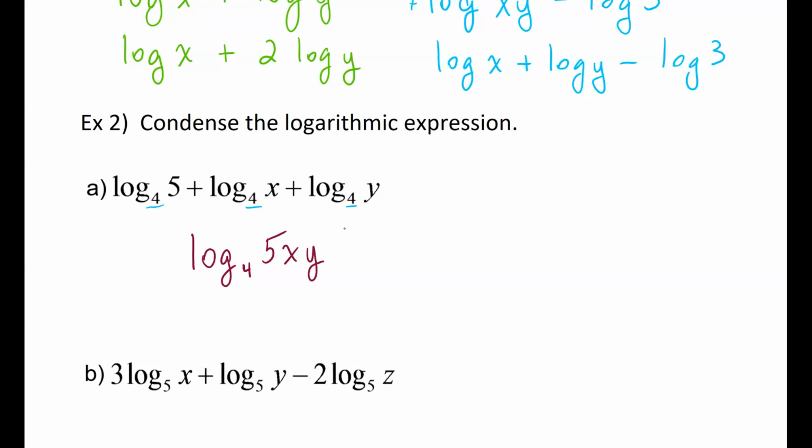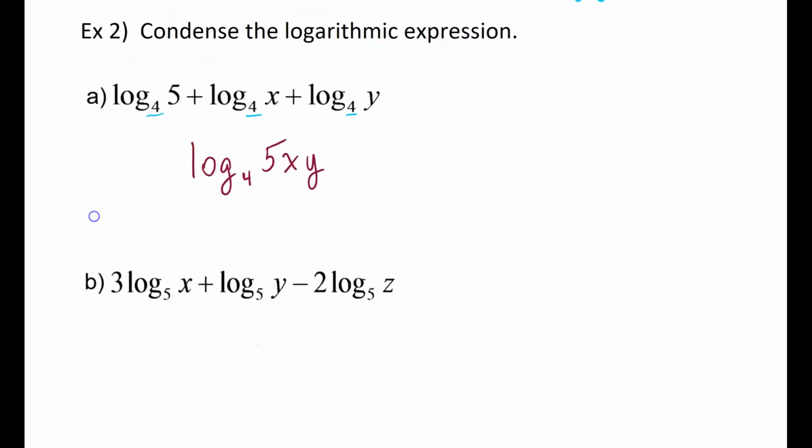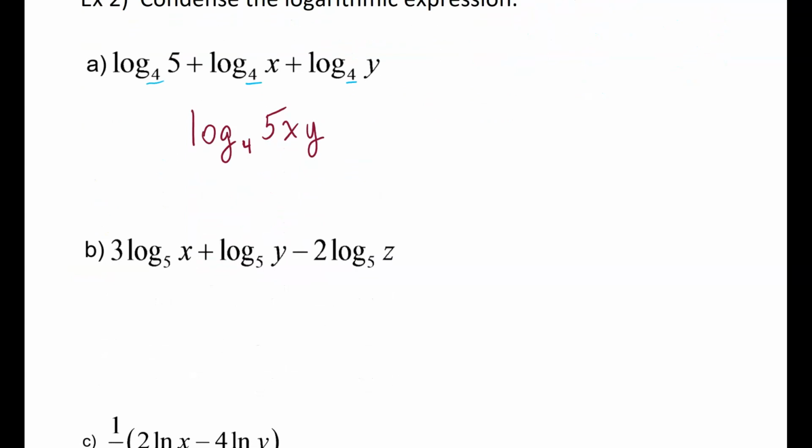Are we ready to look at B? Okay, so B has a little bit more going on, because what do you see in front of the first one and the third one? 3 and 2. Okay, we've got numerical values in the front, those coefficients. So we're going to apply the power rule. And then we also want to notice that we do have a minus sign in there also. So that is going to mean that our argument will have a fraction in it.